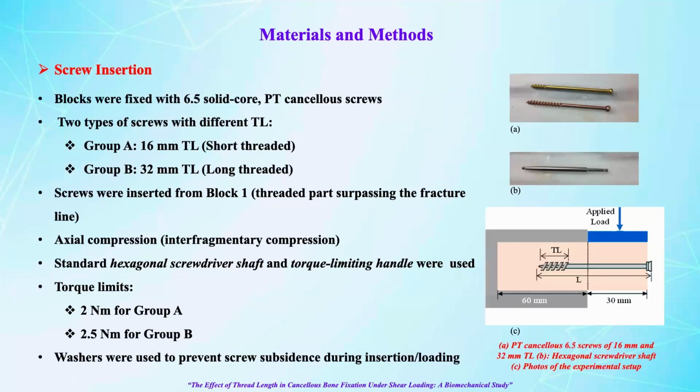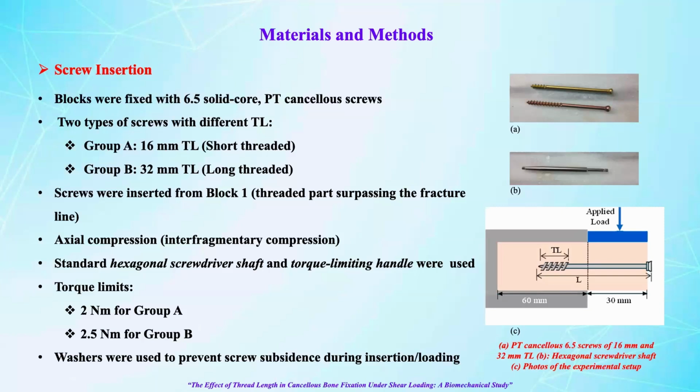2 types of 6.5 partially threaded cancellous screws with varying thread lengths were used, of 16 millimeters and 32 millimeters, as we can see in picture A. The constructs fixed with the 16 millimeter threaded screws, the short threaded screws, were labeled as group A, while the constructs fixed with the 32 millimeter threaded screws, the long threaded screws, were labeled as group B.